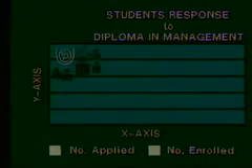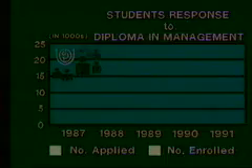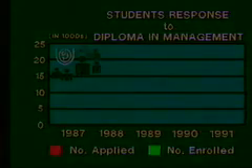Sounds confusing? Well, it's not really confusing. Let's take the help of some examples. This bar diagram shows students' response to diploma in management in IGNOU. It is spread over a period of 5 years, and the number of students is in thousands, which is plotted on the y-axis. Take also a look at the key at the bottom, which shows that the red bar represents the number of students who applied, and the green bar shows the numbers who actually enrolled.